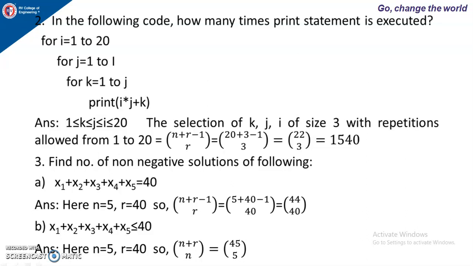Third question, find the number of non-negative solutions of the following. A. x1 plus x2 plus x3 plus x4 plus x5 is equal to 40. Here n is equal to 5 and r is equal to 40. So the answer is 44 choose 40. Second one, x1 plus x2 plus x3 plus x4 plus x5 less than or equal to 40. Here the answer is n plus r choose n, where n is equal to 5 and r is equal to 40, which is equal to 45 choose 5.